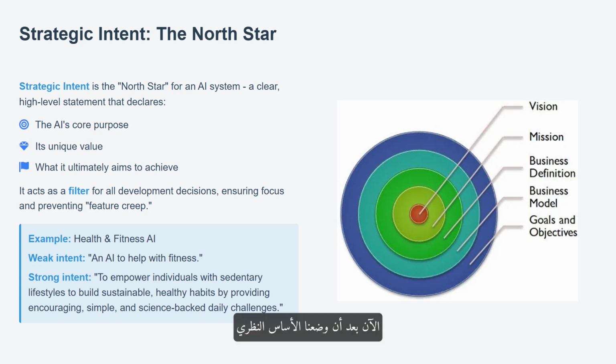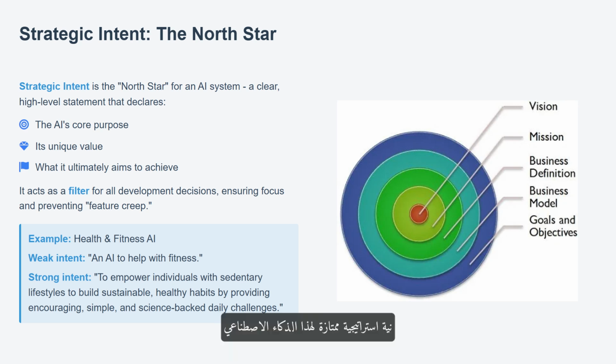Now that we've laid the theoretical groundwork, it's time to solidify your understanding. Here is an activity. Let's consider a hypothetical AI assistant designed to help children learn to read. Brainstorm a strong strategic intent for this AI. Don't just say to help kids read. Think about its specific mission, the future it helps create, and what makes it unique. Write a 1 to 2 sentence statement.